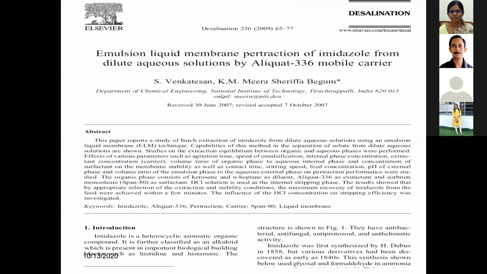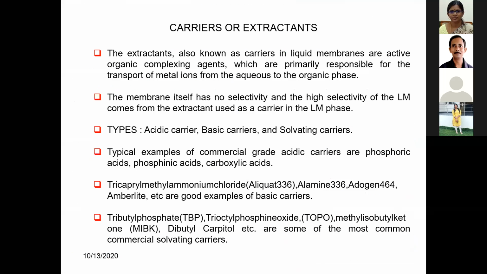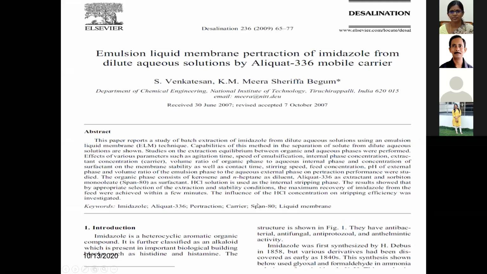There is another paper which we presented in a conference and which also got published, on emulsion liquid membrane pertraction of imidazole from aqueous solution by Aliquat 336. That is one of the carriers we used, tricaprylyl methyl ammonium chloride, for our studies on imidazole extraction using the emulsion liquid membrane technique.